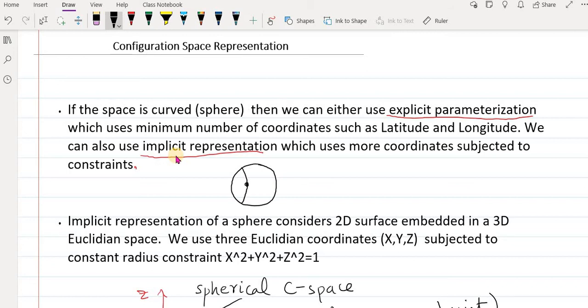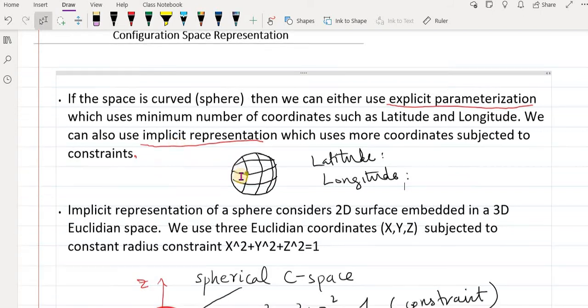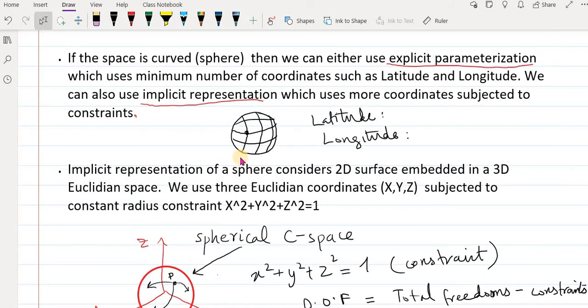For any point, let's say point P, we defined what its latitude and longitude are, and then we locate this point. It has a latitude value equal to some angle, and a longitude value equal to some angle. This is called the explicit parameterization. The advantage of this is it has the minimum number of coordinates for representation.